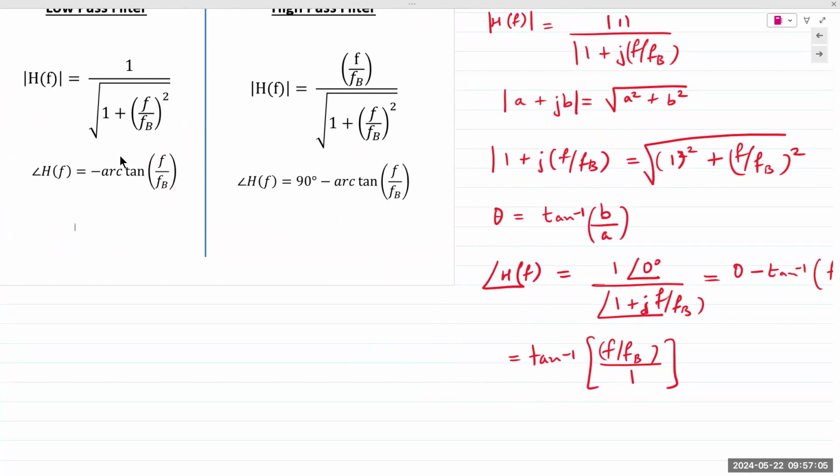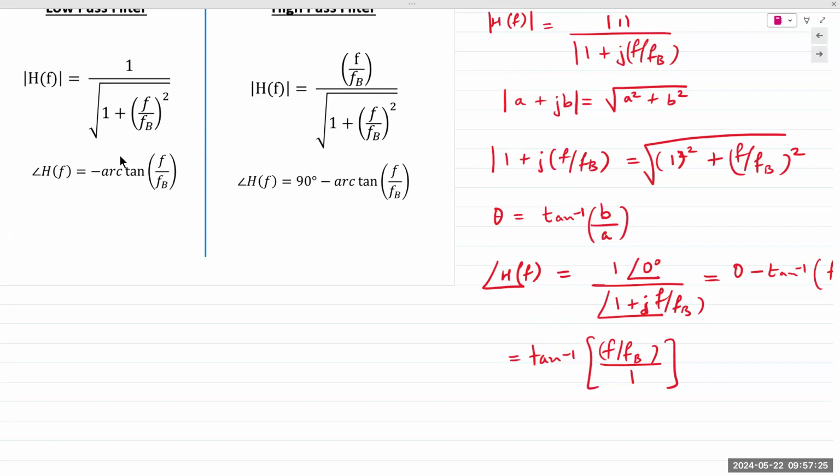Same thing you can derive for the high pass filter. Okay, the high pass filter has an extra term in the numerator, which is j f over fb. So when you apply the same concepts, you would obtain 90 degrees in the numerator minus arctan of f over fb.